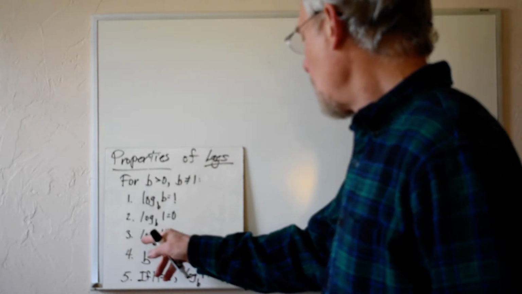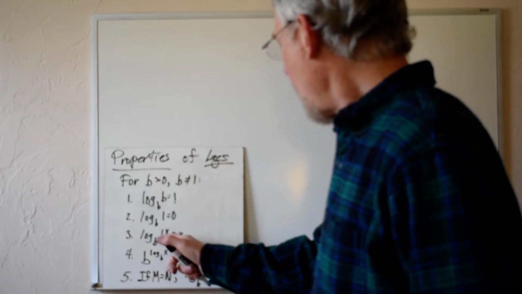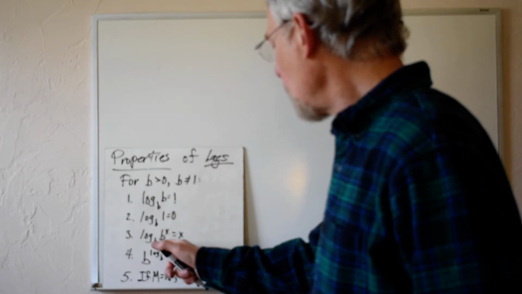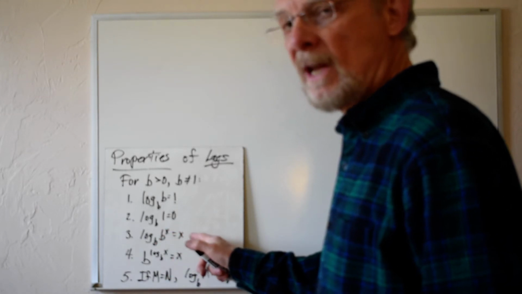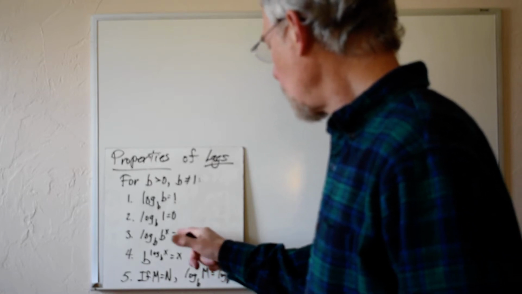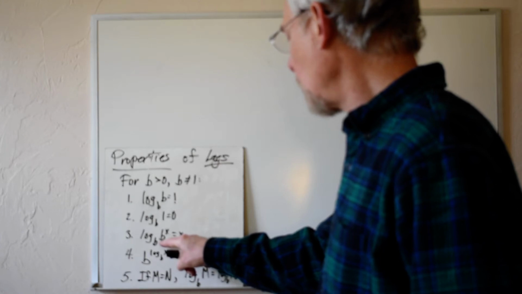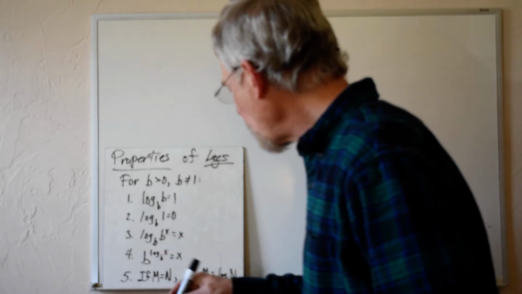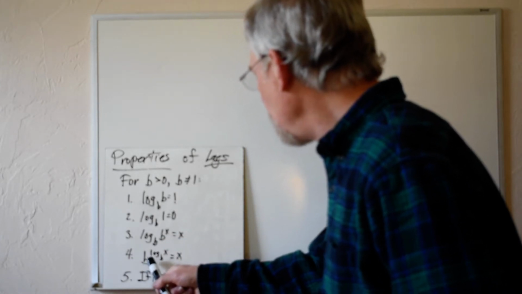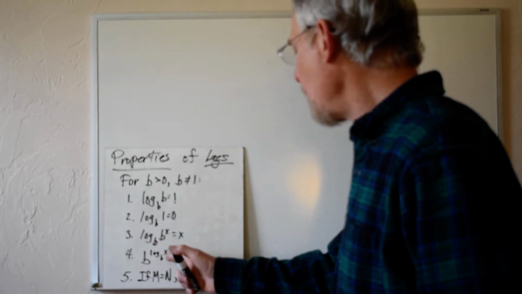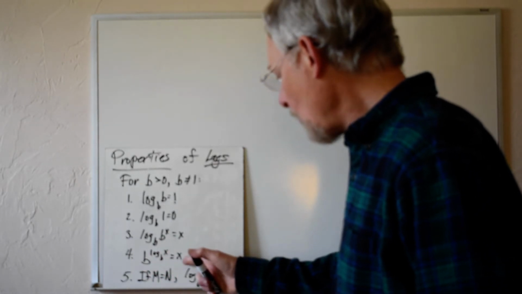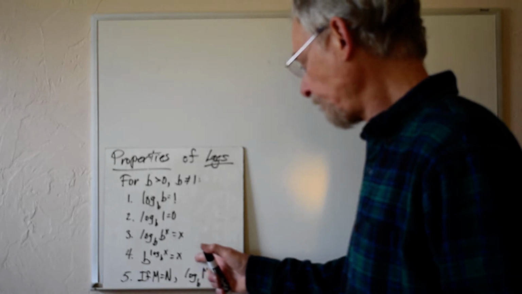Here, if you take the log of b to the power x to the base b, it turns out it's just equal to that power x. It's like the exponent just gets moved to the outside and you can throw away the rest of it. B to the power log of x base b is also equal to x.